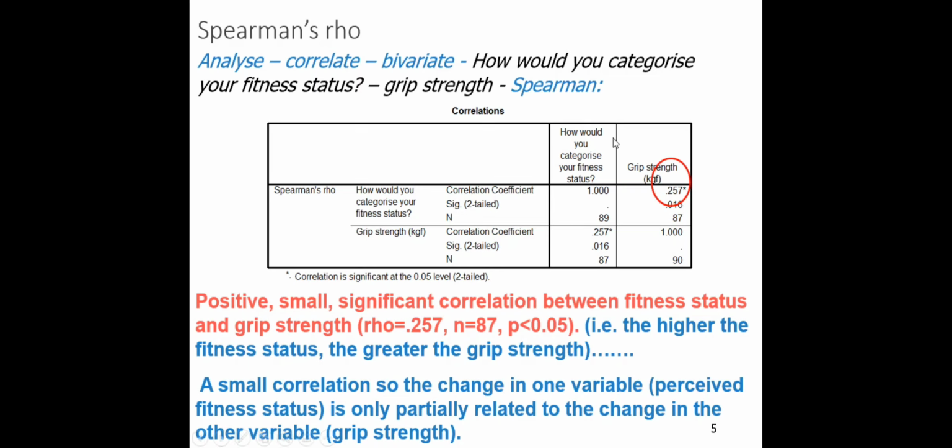Now, the reason we've done a Spearman's correlation on this is because this data is considered nominal. So nominal is a named category, so people are asked to rate their fitness status on low, medium or high, and then when you correlate that with grip strength, this is the value that we got. Notice we have a slightly different N here of 87.